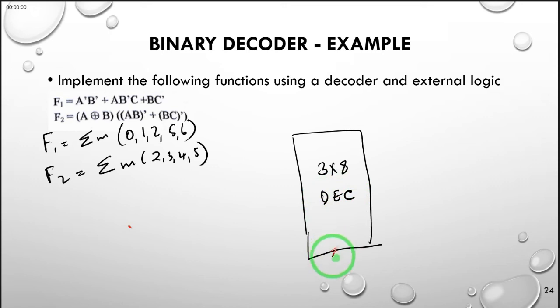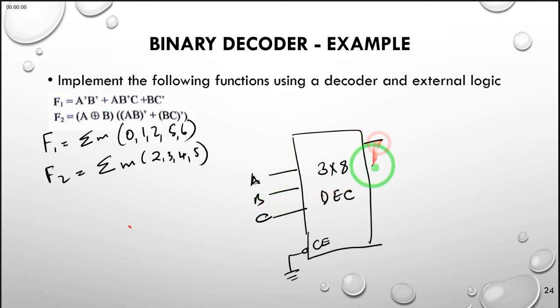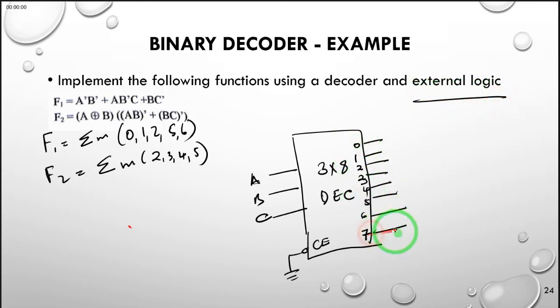This is how we symbolize it. It has a chip enable, that is normally active low, like we met earlier, and therefore it has three inputs, A, B, and C. These are our three variables, and therefore the outputs are the minterms that we have seen. And because we are told to use an external gate, these are starting from 0, 1 up to 7, then we can say that the first function F1 is obtained by ORing.